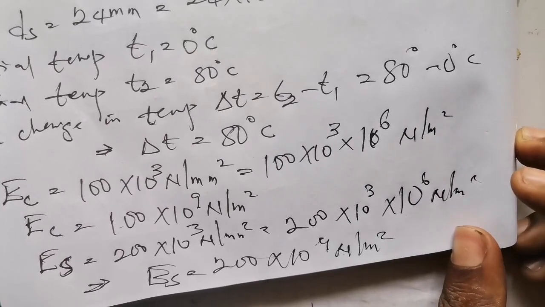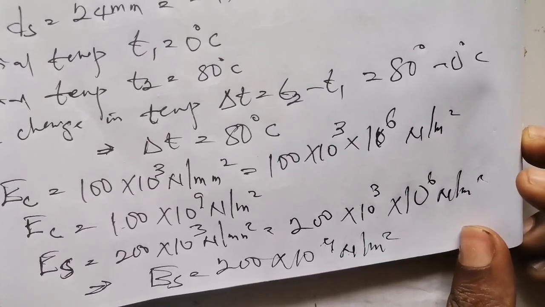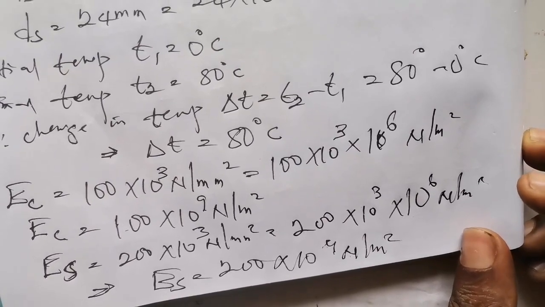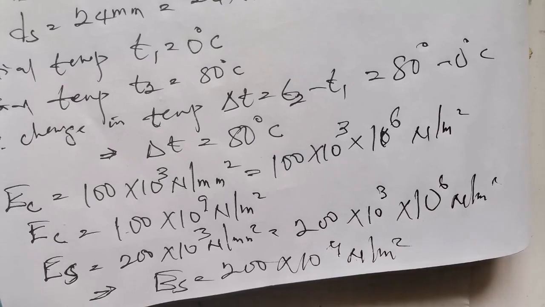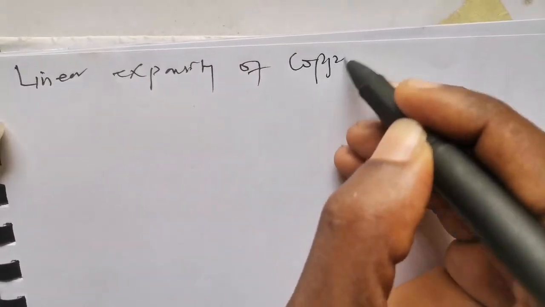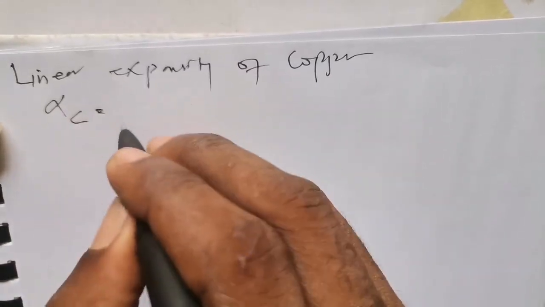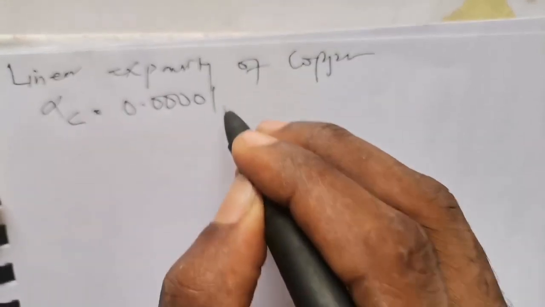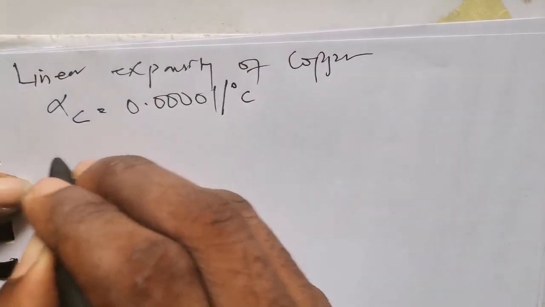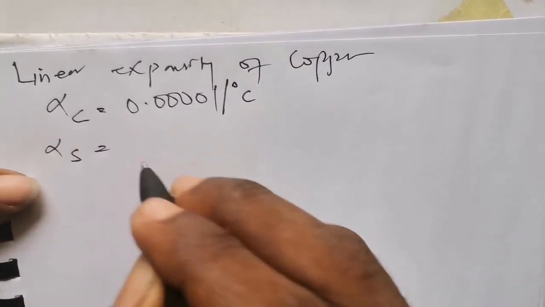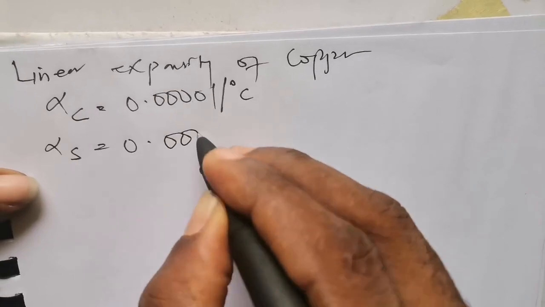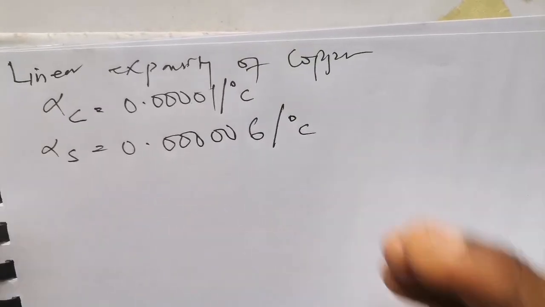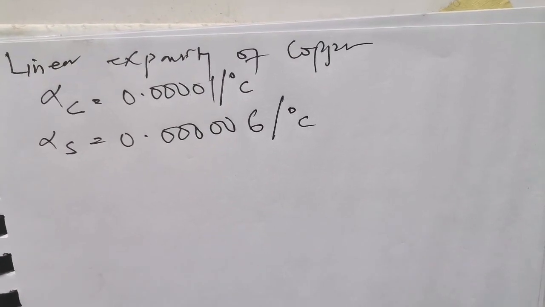Aside from that, we're also given the linear expansivity of both cases, steel and copper. So let's flip over and continue writing down our parameters. We're given the linear expansivity of copper, alpha C, as 0.00001 per degree Celsius, whereas that of steel, let's use alpha S for that, was given as 0.000006 per degree Celsius. So these are our parameters given to us.